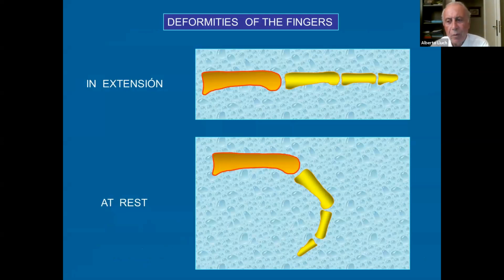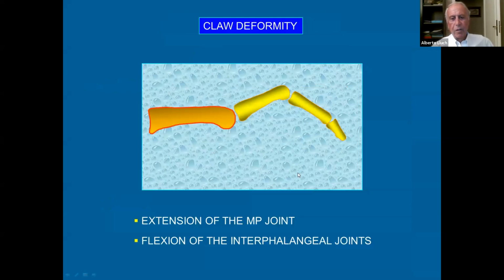Well, let's look at the deformities that we can see on the fingers. Until now, we have seen only the MP joint, but now I would like to examine with you the deformities that we can see in the interphalangeal joints. In extension, all bones are collinear, aligned: metacarpal, proximal, middle, and distal phalanx. At rest, they're all flexed, usually a little bit more at the MP joint, a little bit less at the PIP joint, and less at the DIP joint. But it's always a cascade of proportional flexion of the joints.